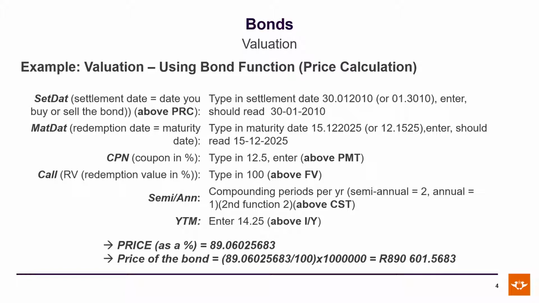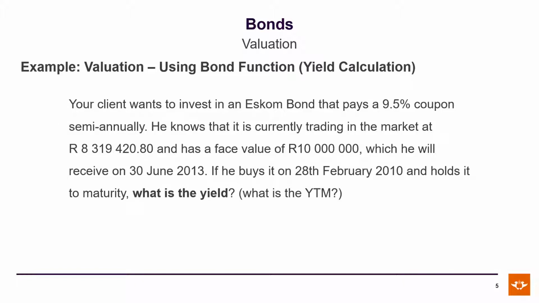So over the next two slides, the example will focus on calculating the yield to maturity using your bond function. The main difference between this example and the previous one is your input here will be price as a percentage, and your output will be yield to maturity.